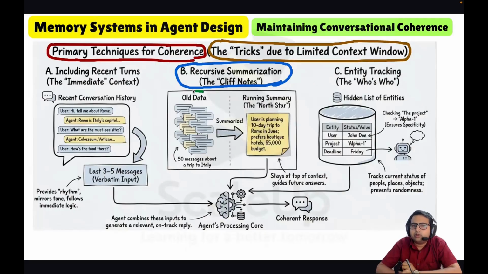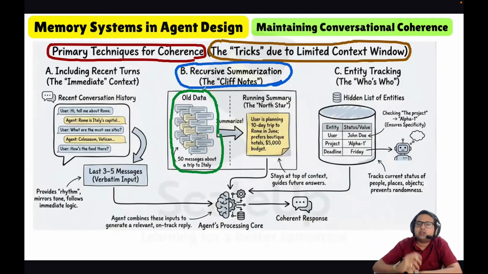So what we can do is take whatever old messages there are, like 50 messages about a trip to Italy, summarize and condense them, and add that back to the active context window.